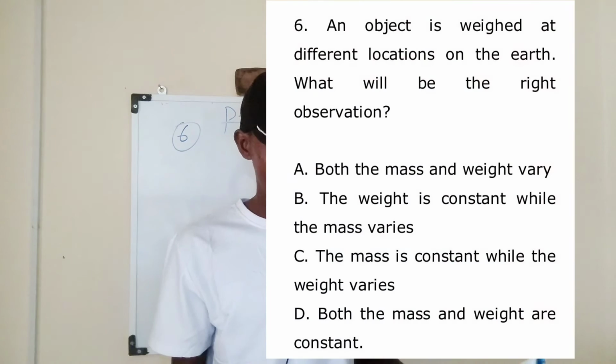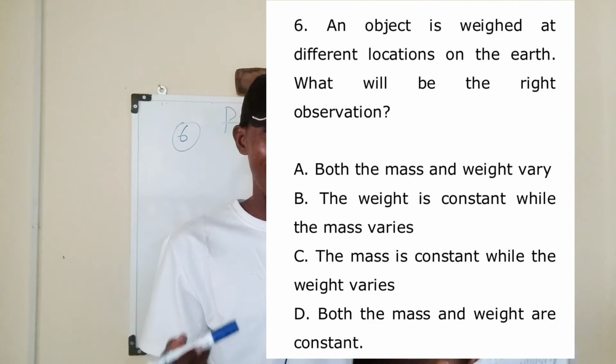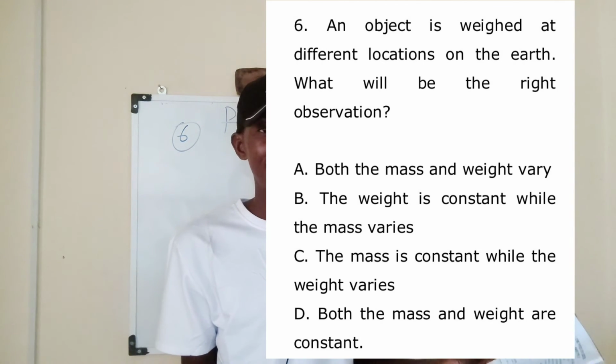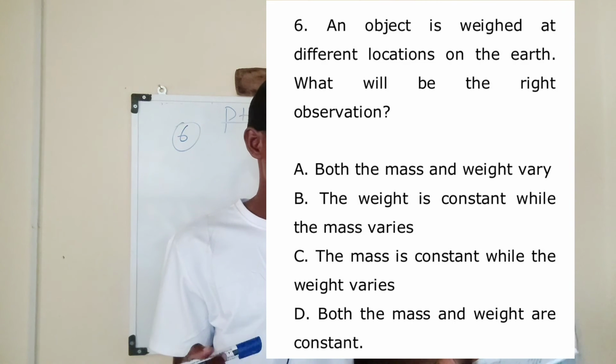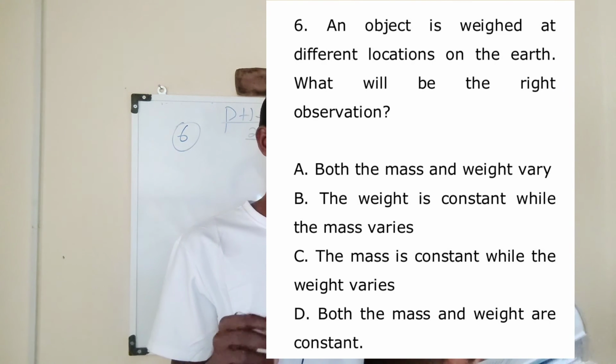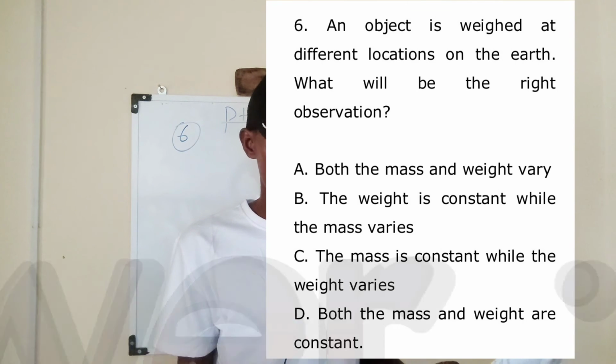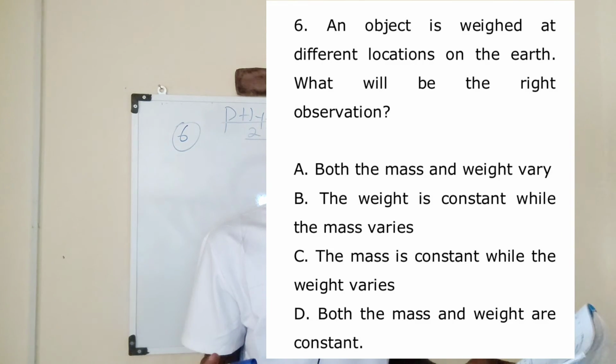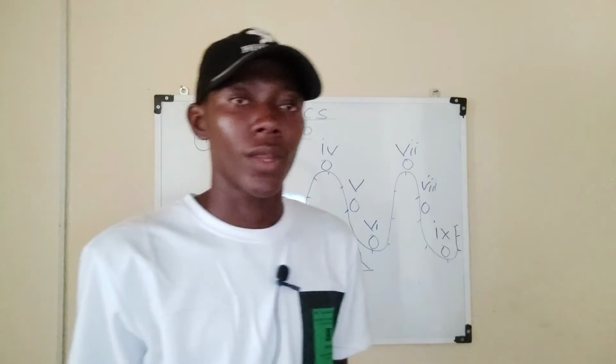So now if we go back to the options, let's read the question again. It says an object is weighed at different locations on the Earth. What will be the right observation? Are you getting it now? They say A, both the mass and the weight vary. We know mass doesn't change. It is weight that changes. And B says the weight is constant while the mass varies. The weight cannot be constant because it is actually changing. And then C says the mass is constant while the weight varies. And this C is the right option because we know that the mass does not change, it is constant, and the weight varies. D says both the mass and the weight are constant. So option C is the right answer. I hope that answers the question.